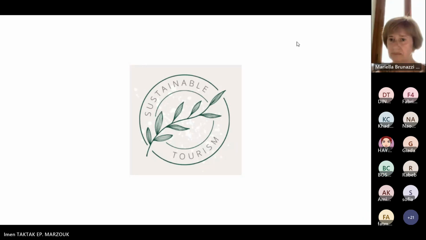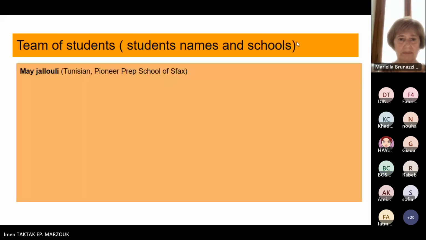I hope so. Well, this logo tries to communicate that nature can be so beautiful that it can just amaze us, but only if we have sustainable tourism so as to preserve it. Next slide, please. Next.